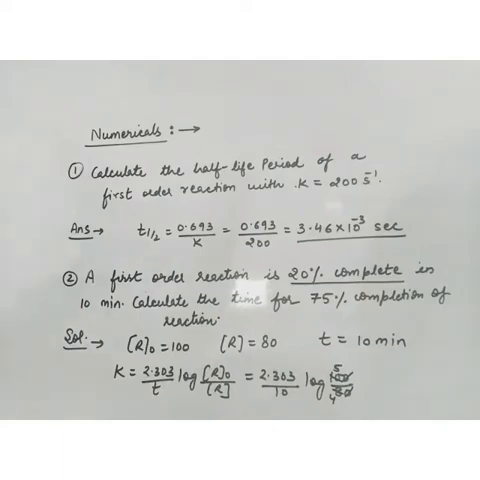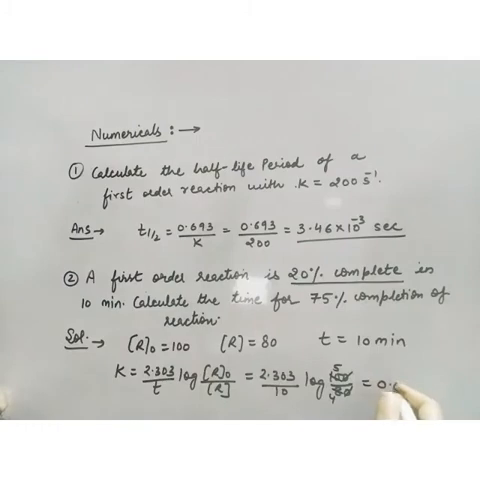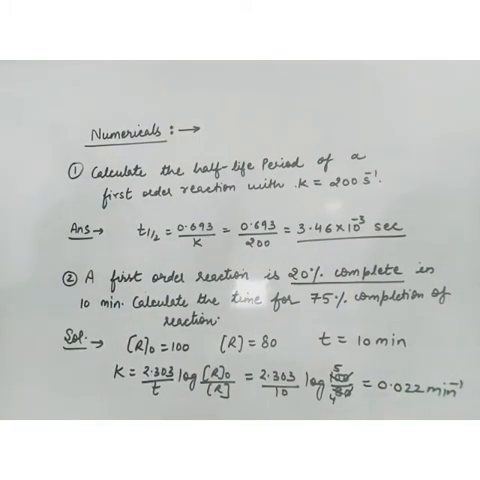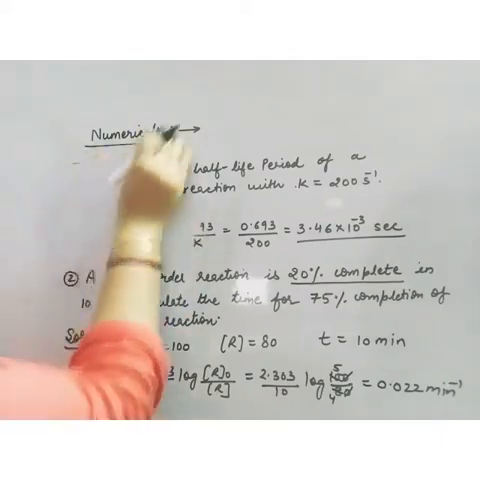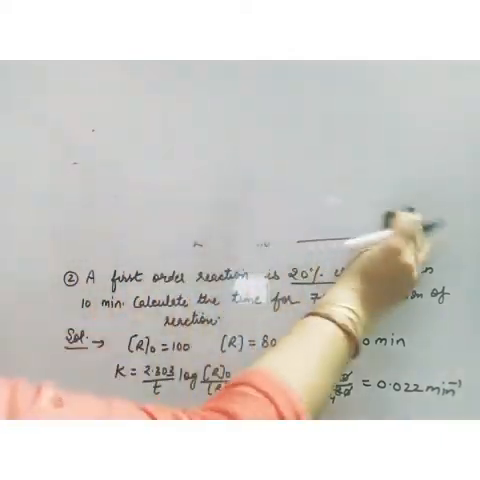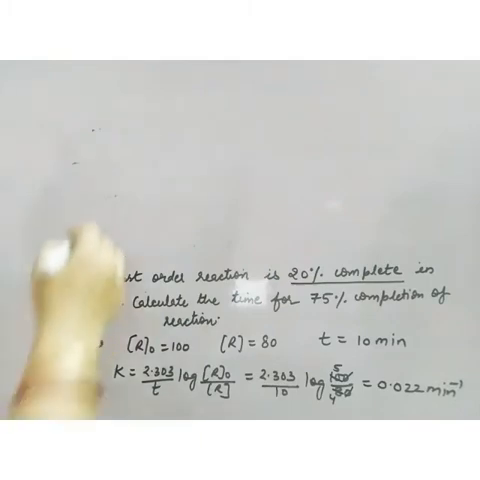So if you solve this, then the answer is minute inverse. Now this is the value of K that we have calculated. Now what we have to do, we have to find out what time is required for 75% completion of reaction. Now time we have to find out.